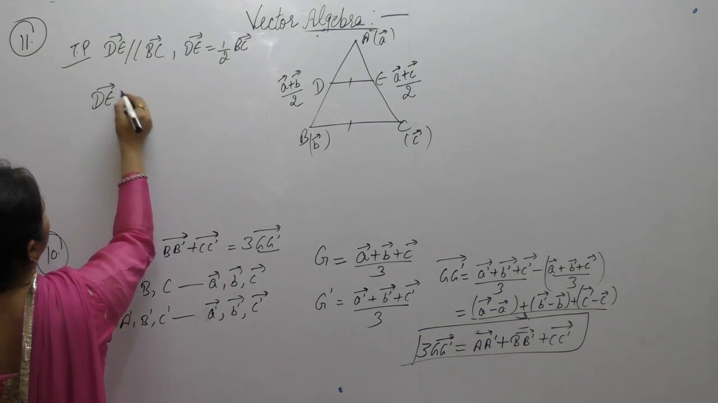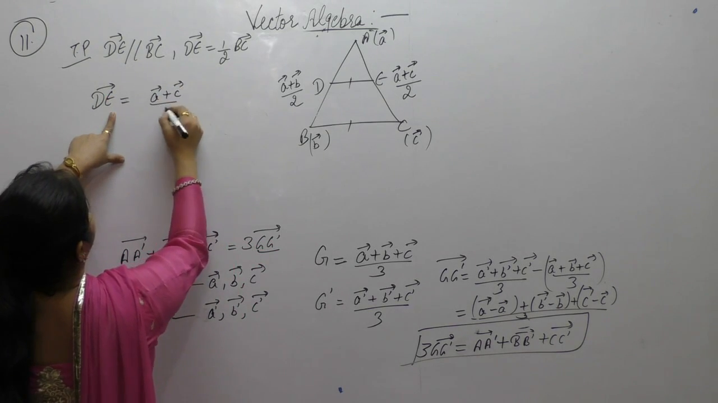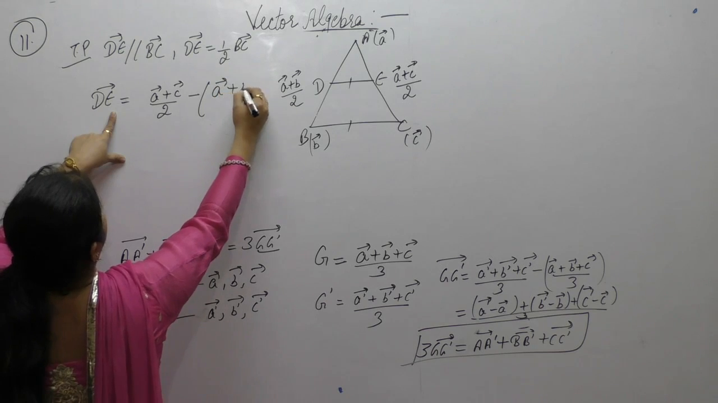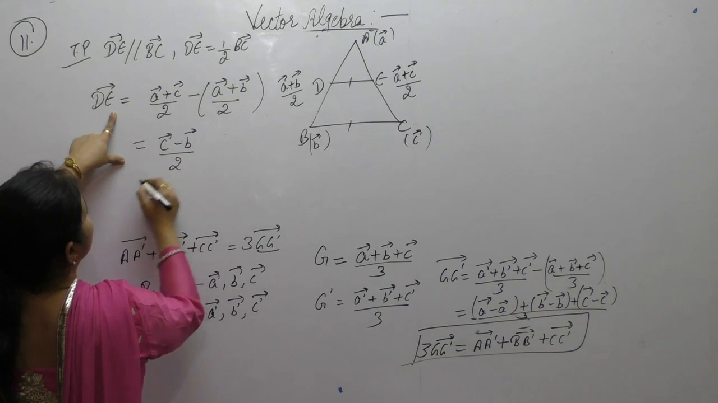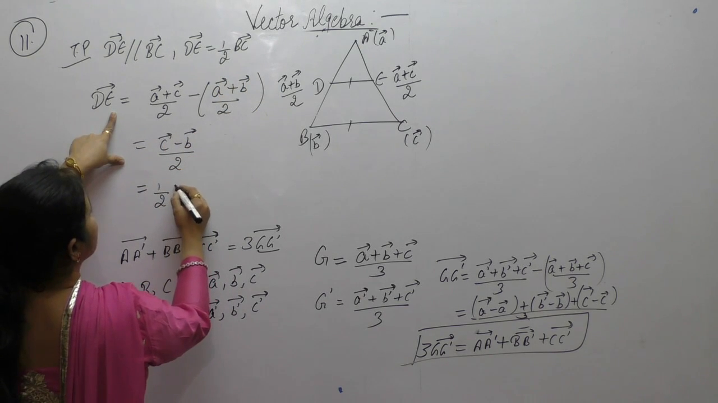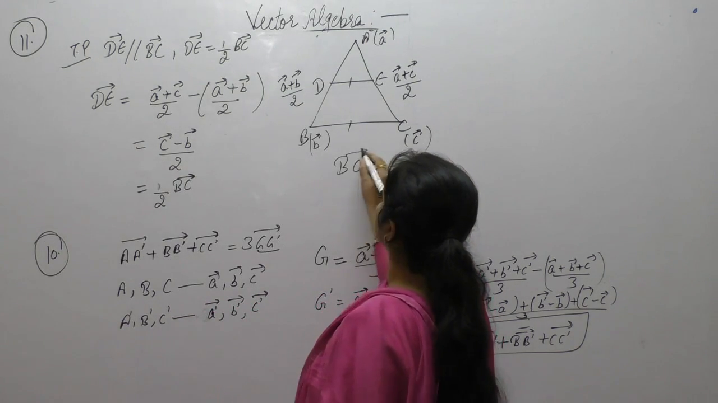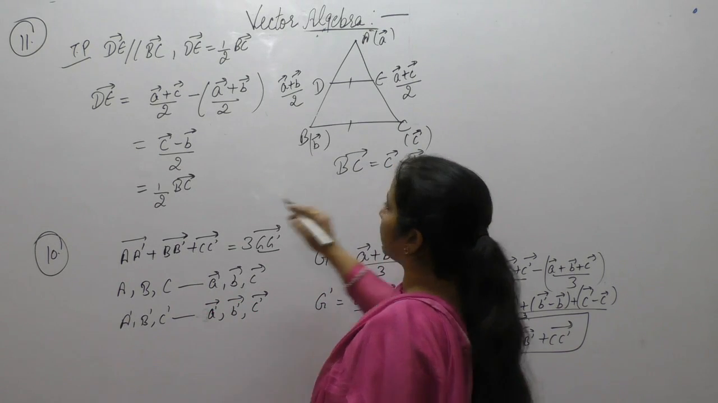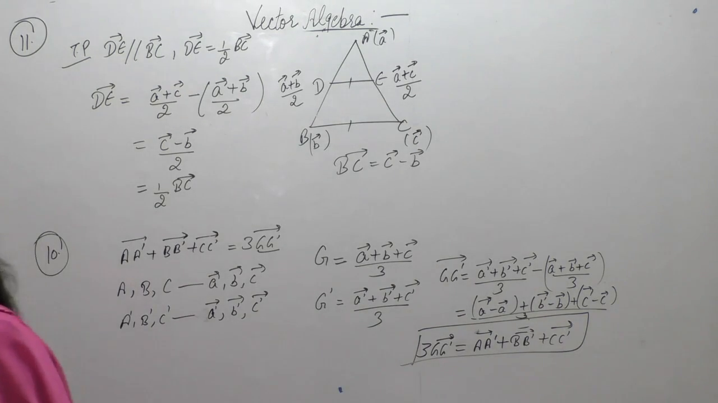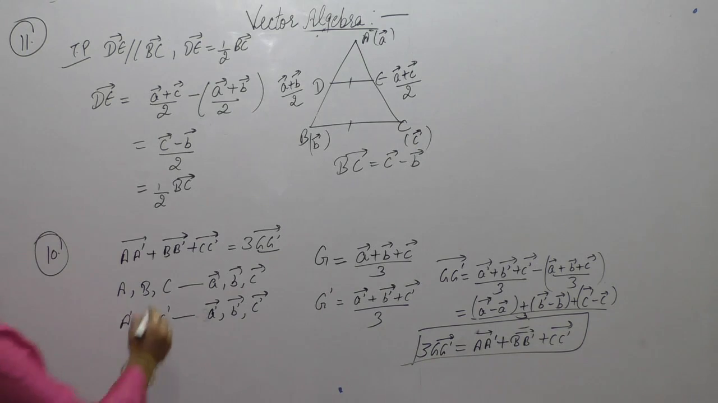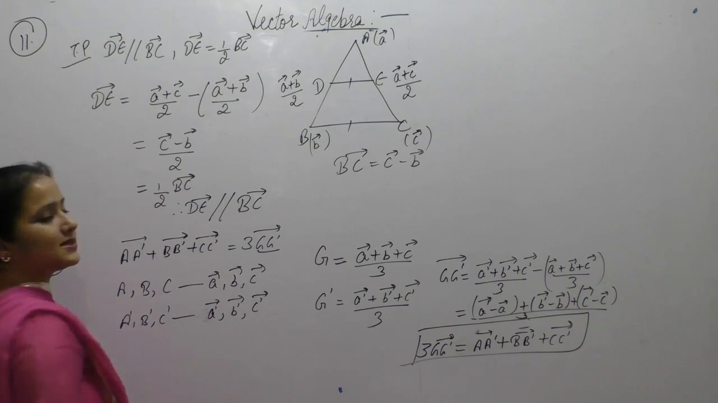Now DE vector, position vector of E minus position vector of D. A vector will get cancelled, C vector minus B vector. So we can write it as BC vector. BC vector is equal to position vector of C minus position vector of B. So DE vector is equal to half of BC vector. Therefore, DE vector is parallel to BC vector.